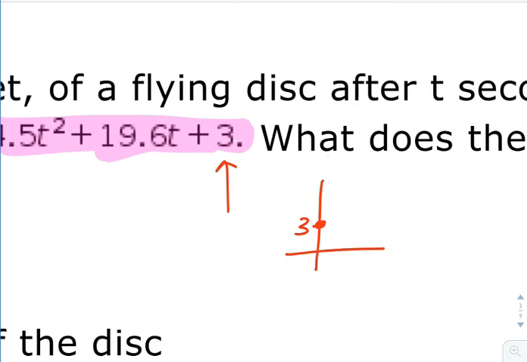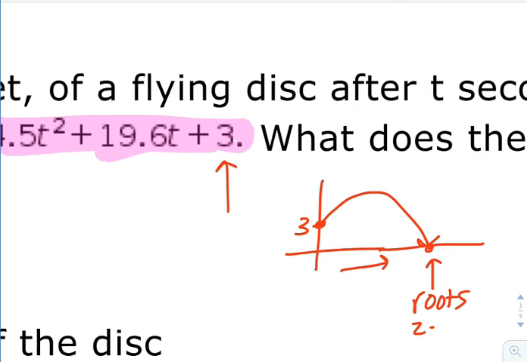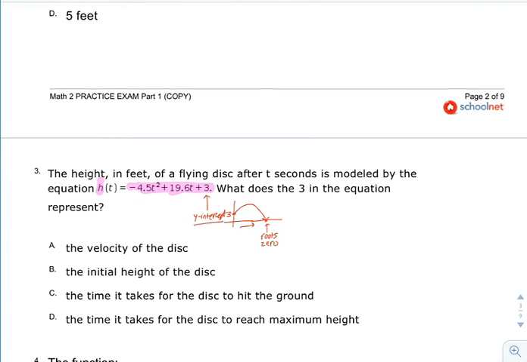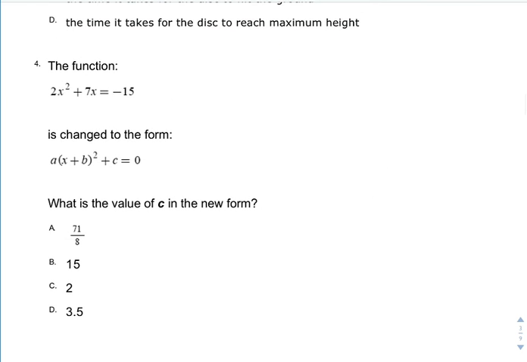And you know it's probably going to be some type of parabola, because that's the general shape of a quadratic. You may be asked something different on the exam. They might say, hey, how long passes before the Frisbee hits the ground? In that case, you want to find the root, or the 0. This is the y-intercept, and that is the starting height. Initial height of the disk. There it is. All right, number 4 here.